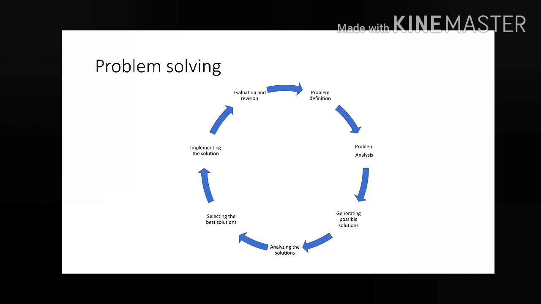Now why is it important to study this problem solving cycle? Because in exams you can get a question like this, that which of the following is the next step in problem solving process after problem analysis. So they can give you any 4 options. So here you don't have to mug up the things. If you will just remember this example, definitely you will take the right option.